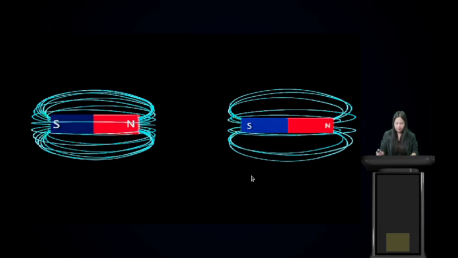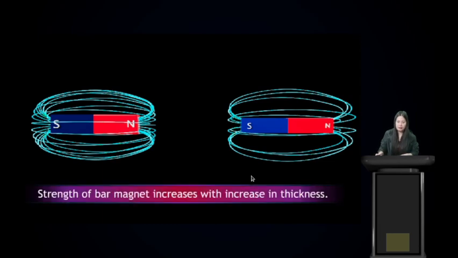So here we see that the strength of a bar magnet increases with increase in thickness. So here this bar magnet is thicker, so there is more strength, so more magnetic field lines. In the second case, this bar magnet is thinner, so it has less strength, so fewer magnetic field lines. So remember this, the strength of a bar magnet increases with increase in thickness. The more the strength of the magnet, the more will be the magnetic field lines.